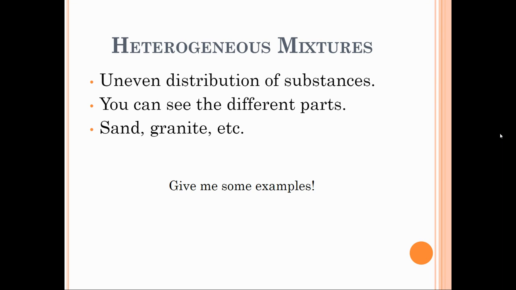Heterogeneous mixtures are uneven distribution of substances. You can see the different parts. Some examples are sand and granite. So with these types of mixtures, you can physically look at it and see the different parts within these mixtures.